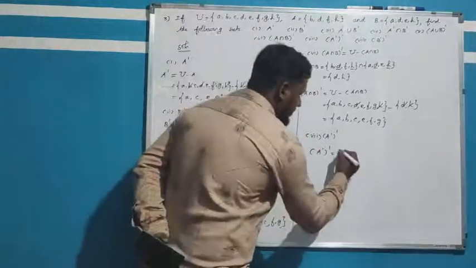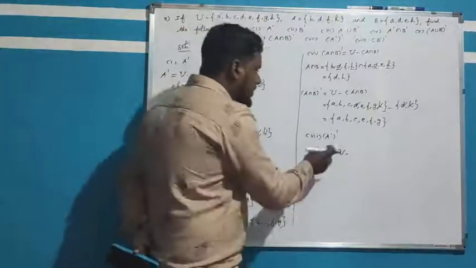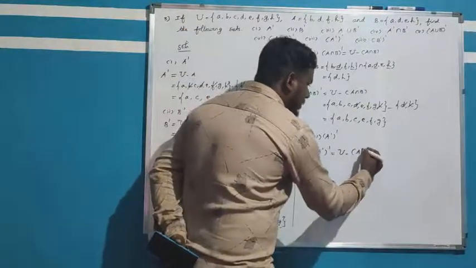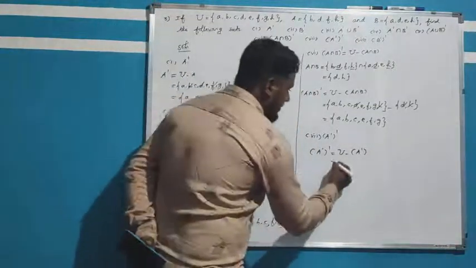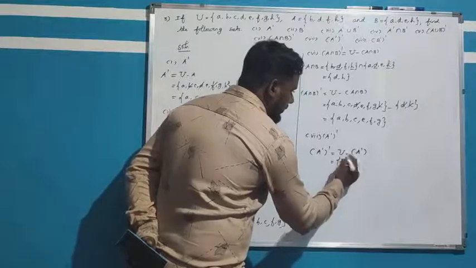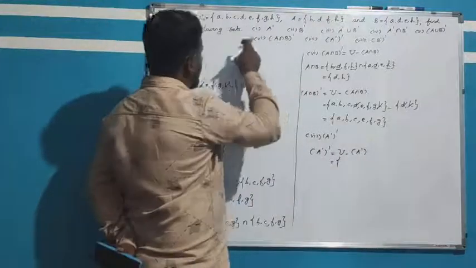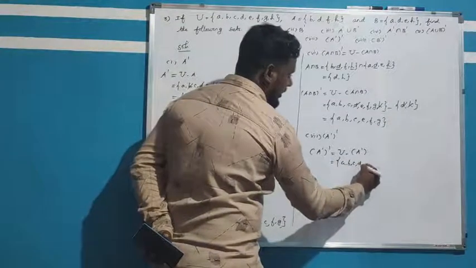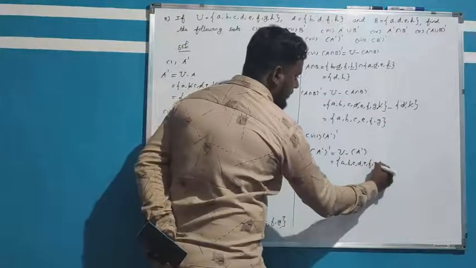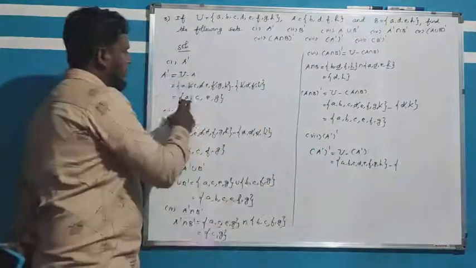Here also there is the universal set. Complement means the universal set minus the set. What is the set here? A'. We already know that. So what is the universal set? Take A, B, C, D, E, F, G, H. Difference. What is A'?